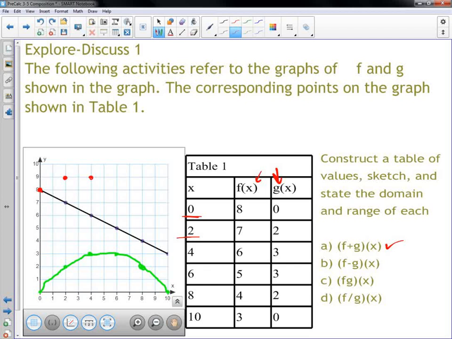f plus g of 6. It's not technically f of, it's f plus g of 6. f plus g of 8. 6. And f plus g of 10. Oh, because I was just testing you guys. What did we say it was? 6, okay. That looks a little bit better.